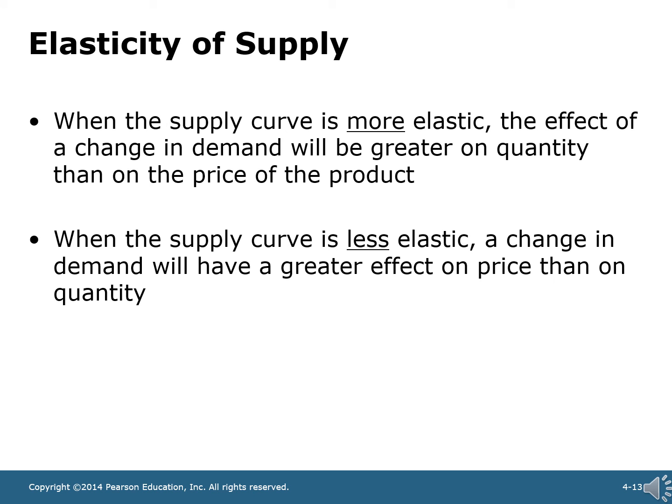So the basic takeaway I want you to understand about the elasticity of supply is that when the supply curve is more elastic, the effect of a change in demand is going to be greater on the quantity than on the price of the product. So when the price elasticity of supply is relatively elastic, firms are going to be more responsive to a change in price with the quantity that they're willing to supply. So the change in quantity that they supply is going to be greater than the change in the price. On the other hand, when the supply curve is less elastic, firms are going to be relatively less responsive to a change in price. So there's going to be a greater effect on the price than on the quantity that producers are willing and able to sell.